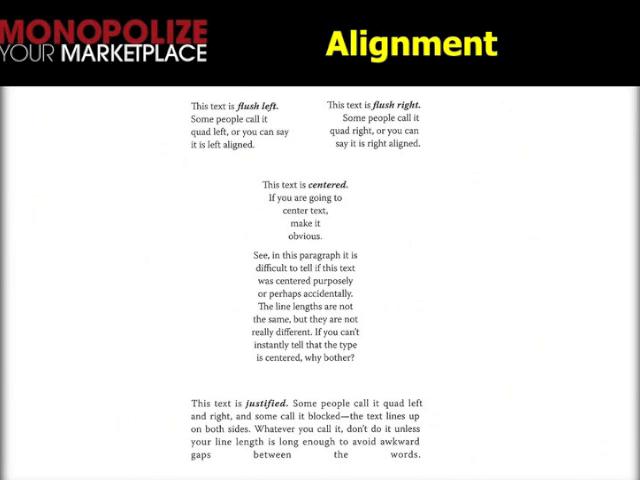At the very bottom is full justification. This is where it's lined up on the right and the left-hand side, but there is a warning there at the bottom that don't do it unless your line length is long enough to avoid awkward gaps between the words. So a lot of times what will happen is your word processor will take the last line there and it'll push the last line so that it's not fully justified. That's really what you're looking for there.